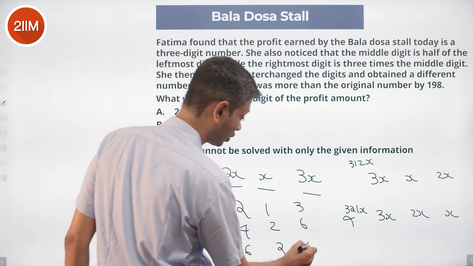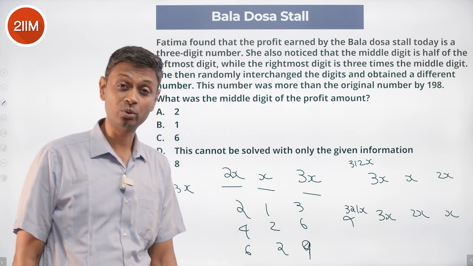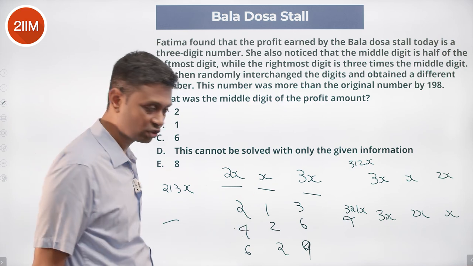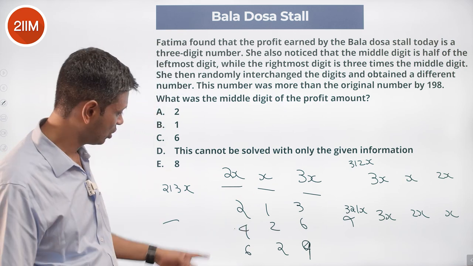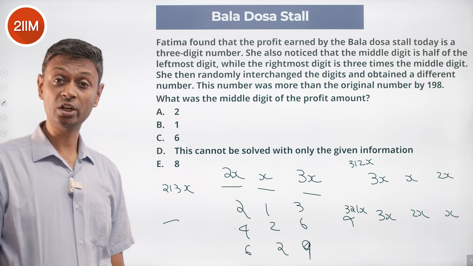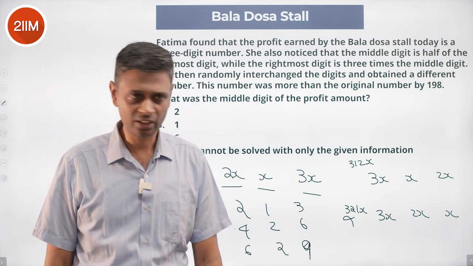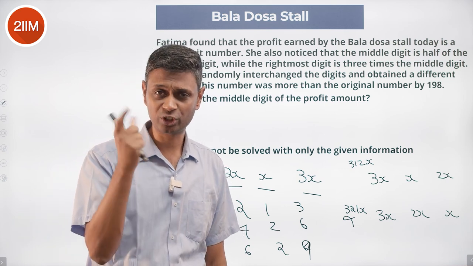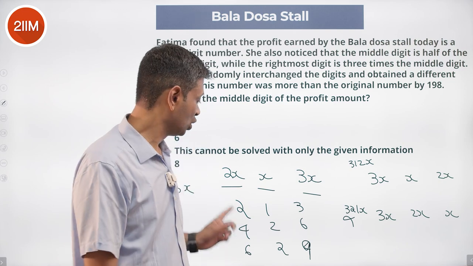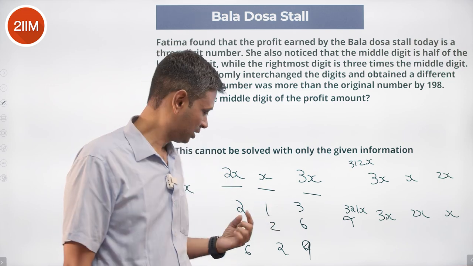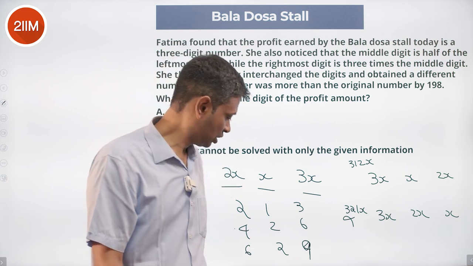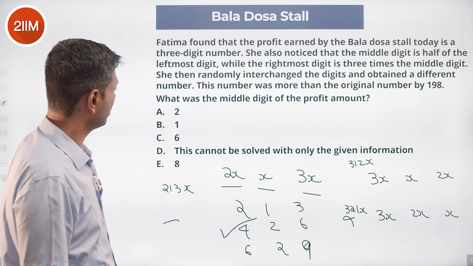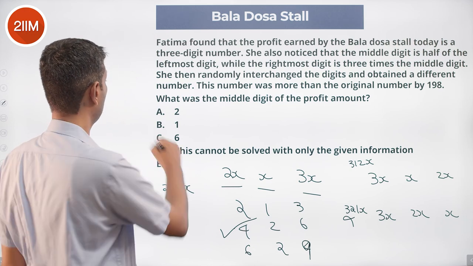It's not 624, 629 going to 962. There the increase will be even higher than this. We are talking about this number. 629 going to 926 won't tick the box. 426 going to 624 will tick the box. The difference will be 198. One of these three numbers, and the rejigging we are doing is flipping the digits. Otherwise it won't increase by 198. 213, 312, the difference is only 99. 426, 624, that works. 629, 926, that doesn't work. This has got to be the answer. The question says, what was the middle digit of the profit amount? 2. Done.